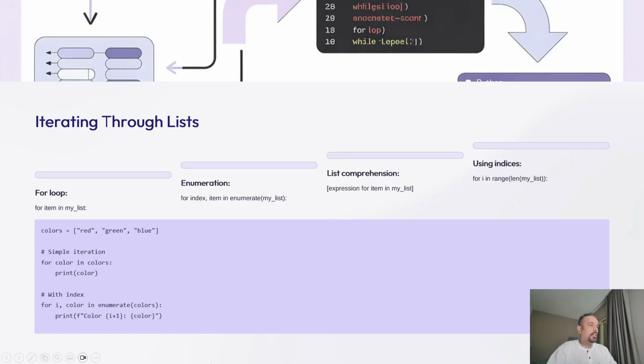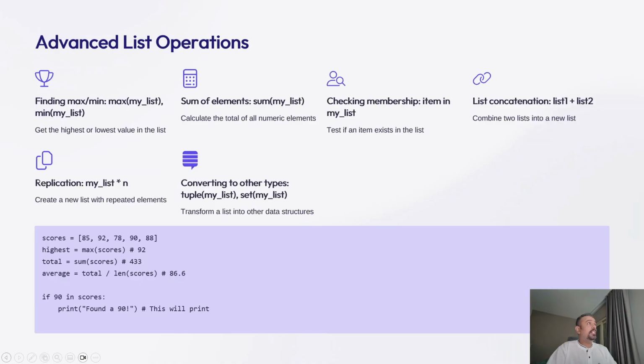Now let's go and see what's next. Next is advanced list operations. So what are advanced list operations? Python provides powerful built-in functions for common list operations. Finding maximum and minimum values, calculating sums of the list, checking membership, and combining lists are operations you will use frequently in our Python journey. In machine learning, these operations help with feature scaling, finding outliers, or computing statistics across your dataset. The ability to convert between data structures is also valuable when you need different properties.